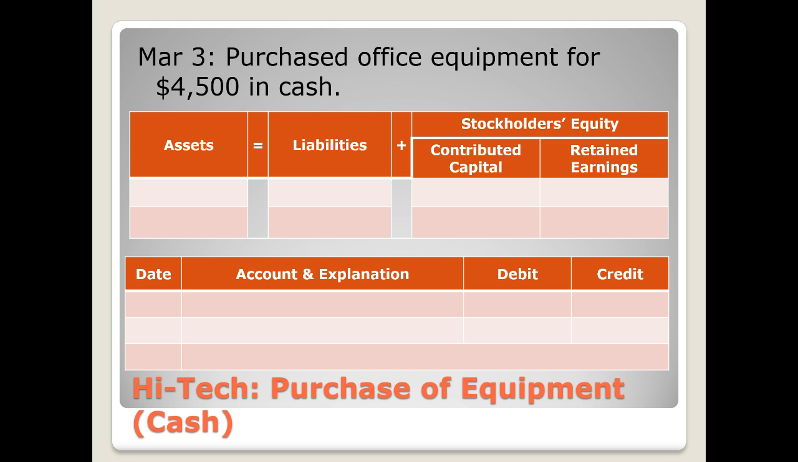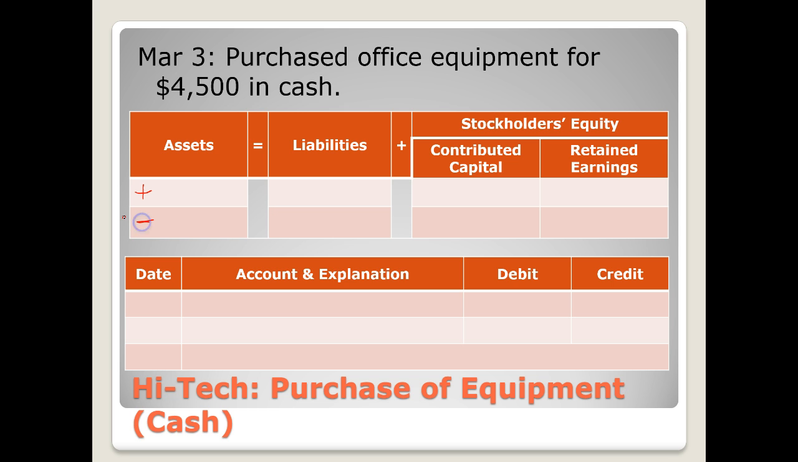Third transaction. The company purchased office equipment for $4,500 in cash. Now, on March 3rd, when they purchased office equipment, what did they get? They got an increase in an asset account that we'll call office equipment, or just equipment. They paid cash for it. What did that do to their cash account? Yeah, it decreased their cash account, and their cash account is what kind of account?